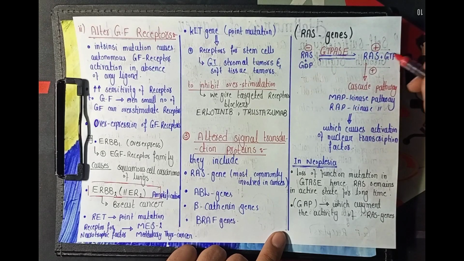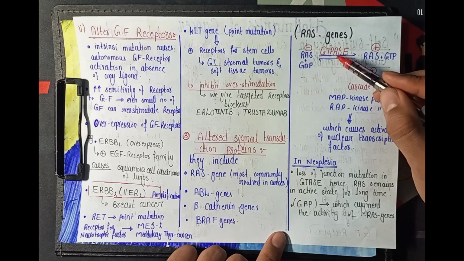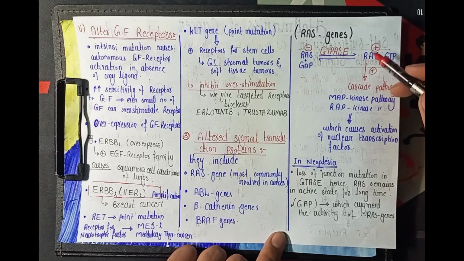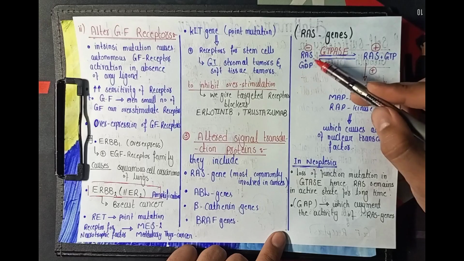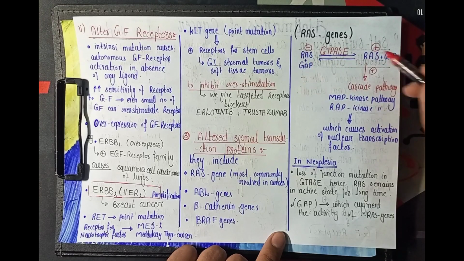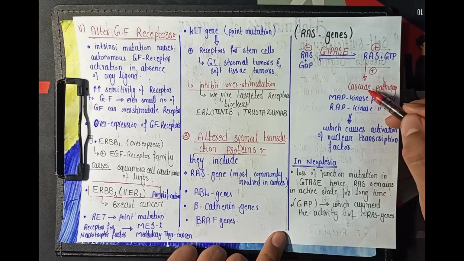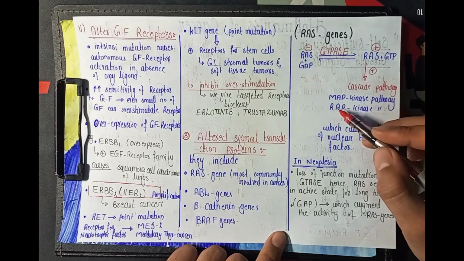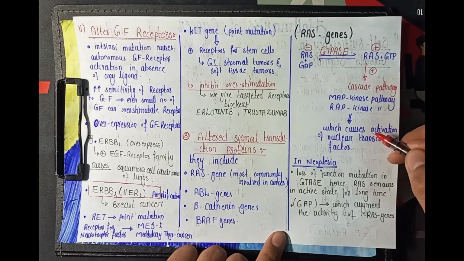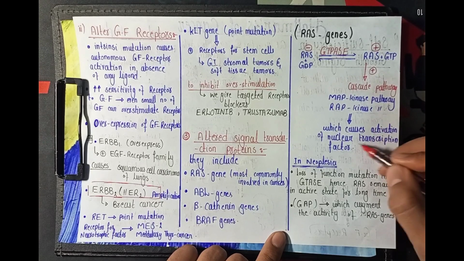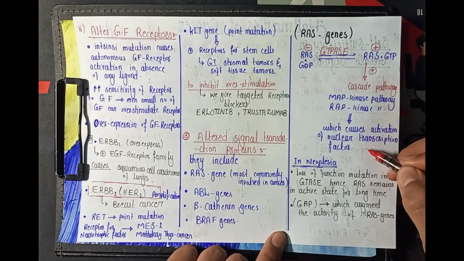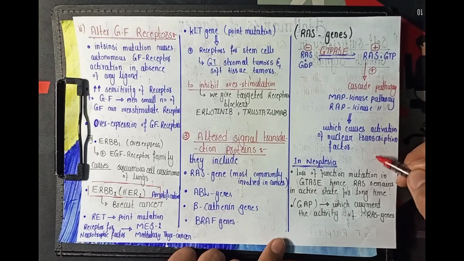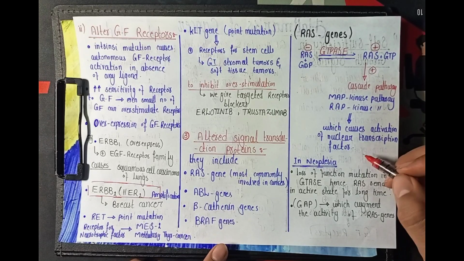And the RAS gene binds with the GTP molecule and is converted into the active form. But there is an enzyme known as the GTPase enzyme, which converts the activated RAS into the inactive form and prevents the overactivation of this RAS gene. And when the RAS gene is activated, then it activates a cascade pathway like the mitogen activated kinase pathway or the RAP kinase pathway. And these pathways then cause the activation of various nuclear transcription factors like the MYC gene, which activates the cyclin gene and causes normal cellular proliferation.